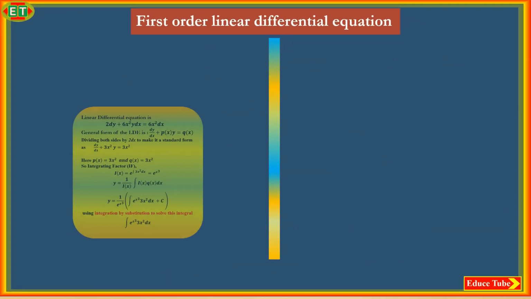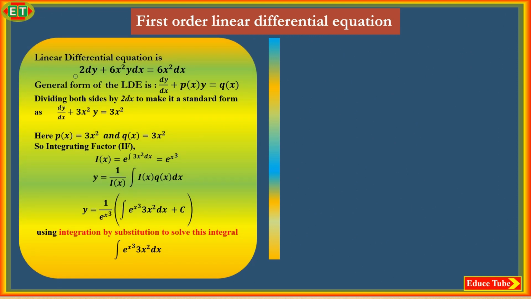Second example, linear differential equation is 2dy + 6x² y dx = 6x² dx, and we have to compare this equation with the general form or standard form of linear differential equation. But our main equation is not like the previous one. We have to do some additional thing to bring it into this shape. So what we will do? We have to divide both sides by 2dx. So this equation appears like this.